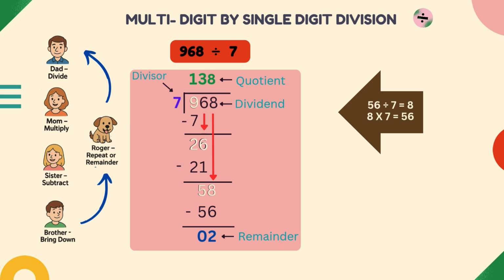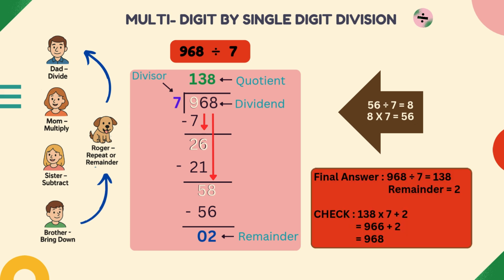Now no more digits are left to bring down. So, we skip the bring-down step, and division is complete. Check for remainder. The remainder is 2. So, our final answer is 58 divided by 7 is 8 with remainder 2.